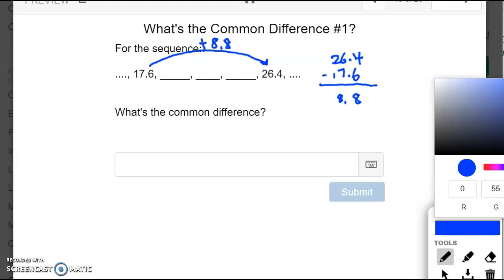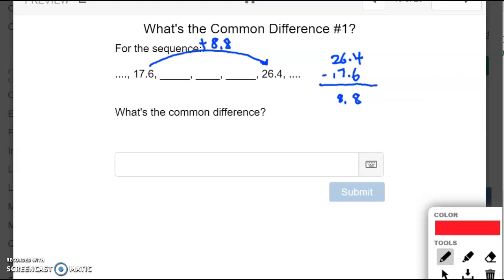Okay? But how many times do we need to add the common difference? We need to add 1, 2, 3, and 4. Remember? That's the pattern we noticed. When you're missing 3 numbers, that means we need to add the common difference 4, 1 more than 3, so that's going to be 4. So we need to divide 8.8 by 4 because that's how many times we're adding, and that's going to be 2.2. So the common difference in this case is 2.2.